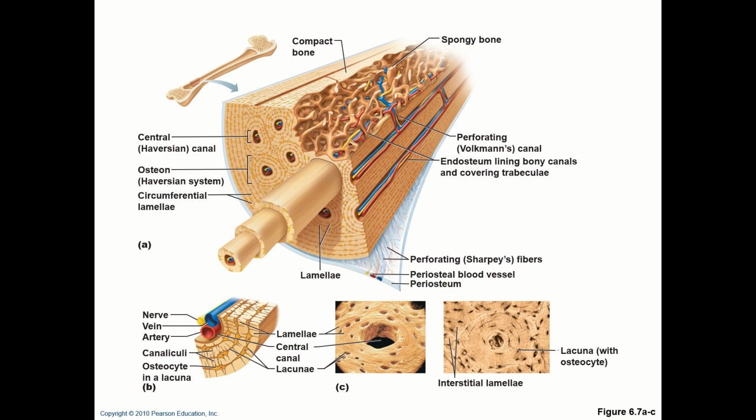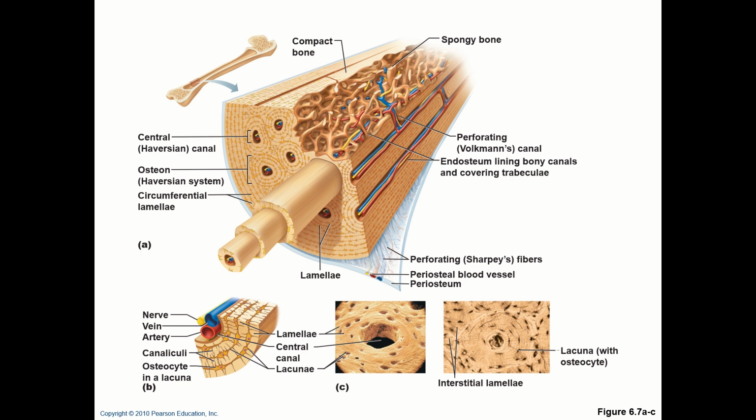So here's the big picture. On the outside of the bone collar is the periosteum, and interior to that will be the circumferential lamellae. These are the lamellae that will surround the entire bone collar. Deep to the circumferential lamella will be the osteons, and the osteons will be composed of their own lamella forming these columns, and in the center of those columns will be the central canal or the Haversian canal that allow for the passage of blood vessels and nerves.